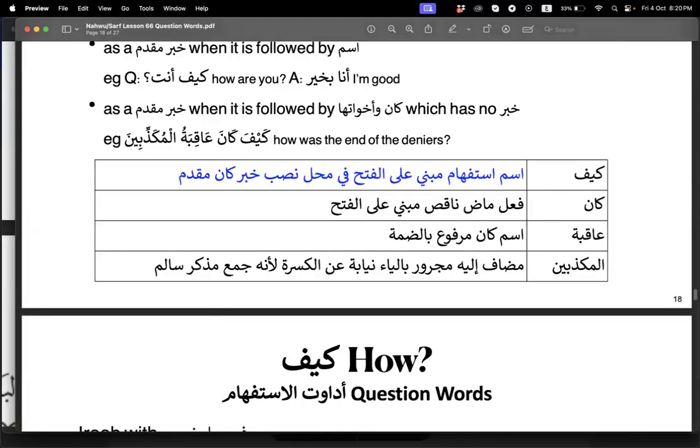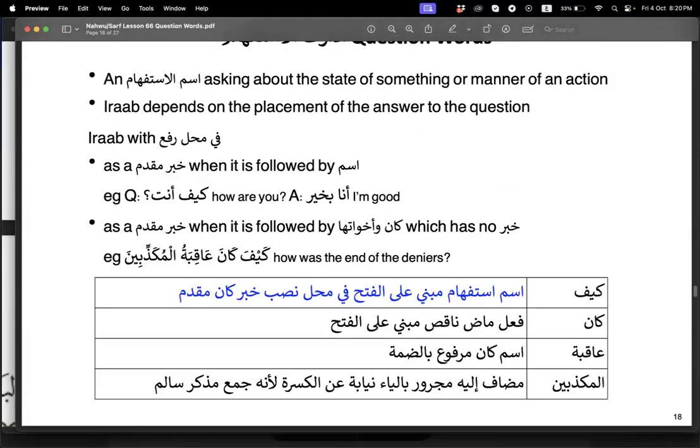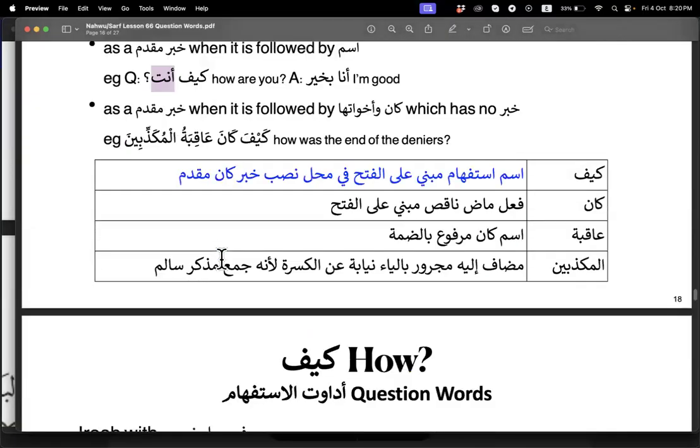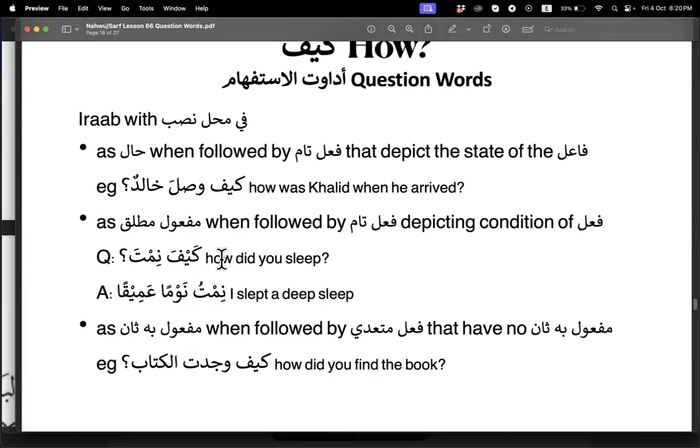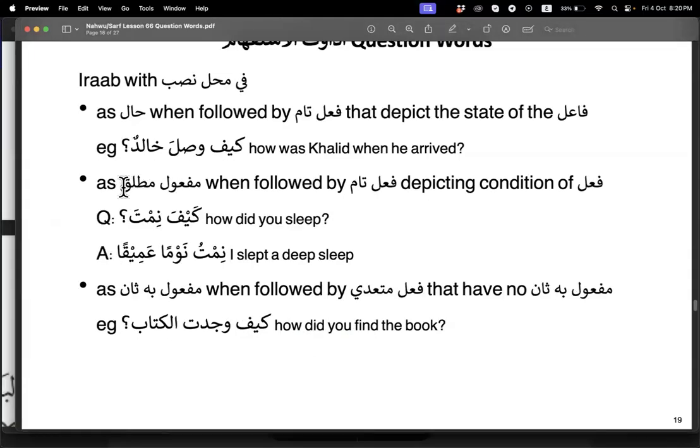Kaifa. It can be mubtada, but after that is ism. Or khobar muqaddam if it has kana. We don't have that. Yes, we are looking for a fi'il after. It can be hal if it's asking about the fa'il, like kaifa wasala Khalid, how was Khalid when he arrived? This one you're asking about Khalid, the fa'il. Or it can be maf'ul mutlaq if it's asking about the fi'il.